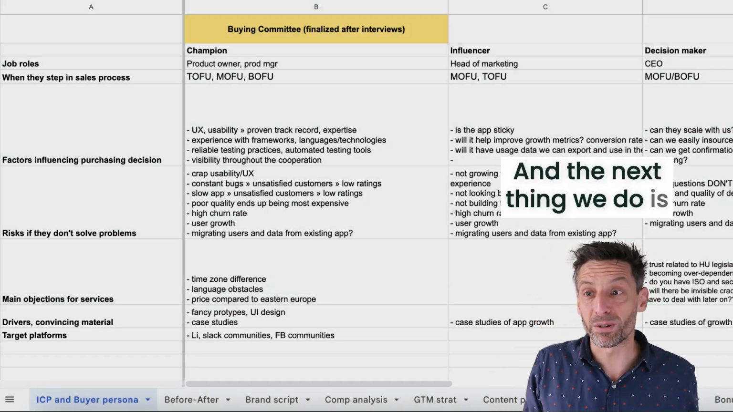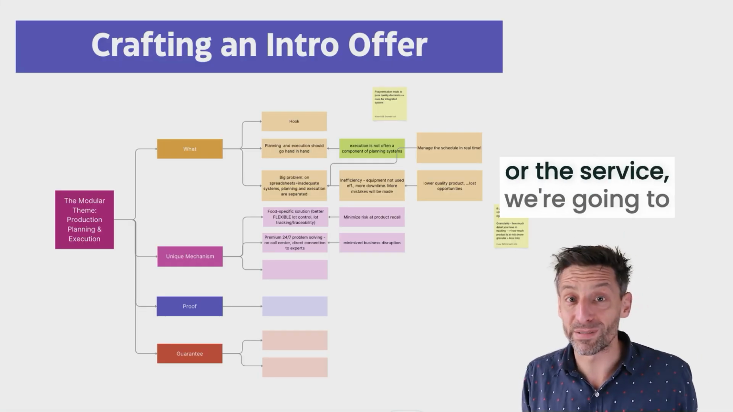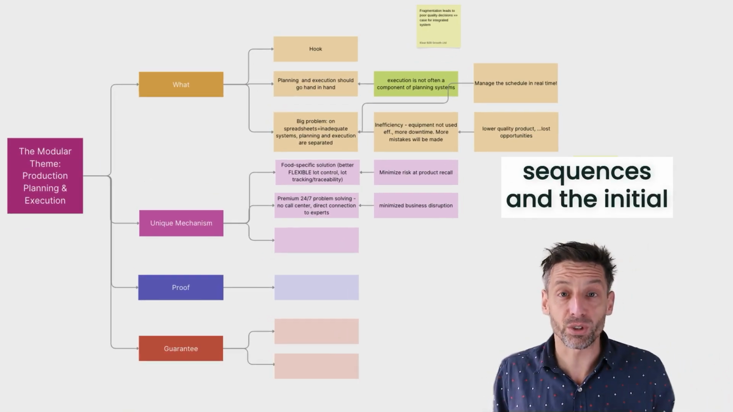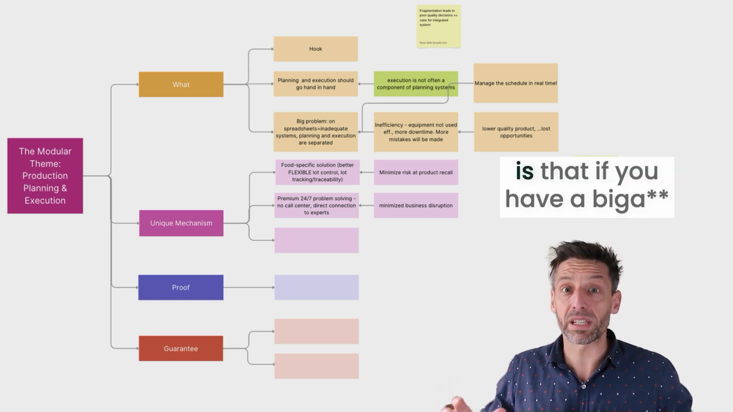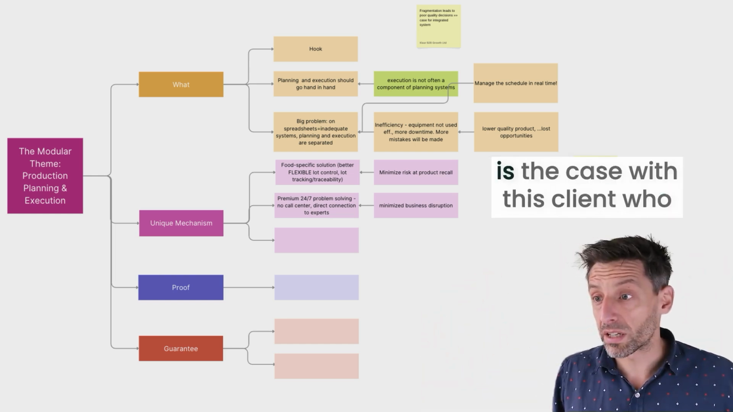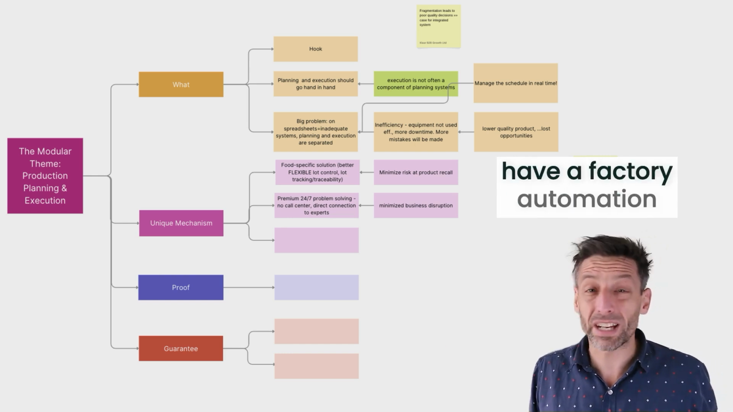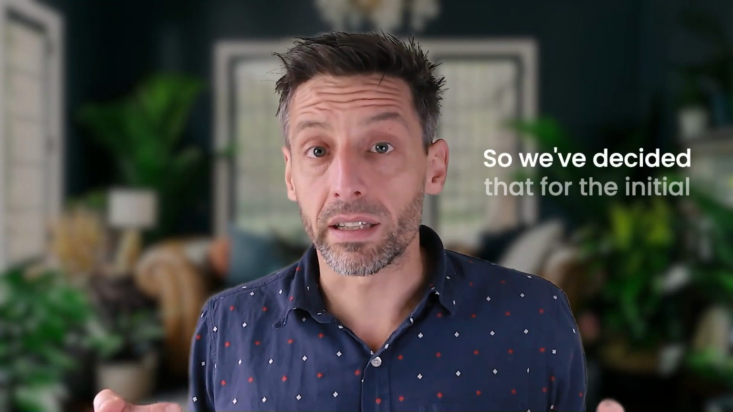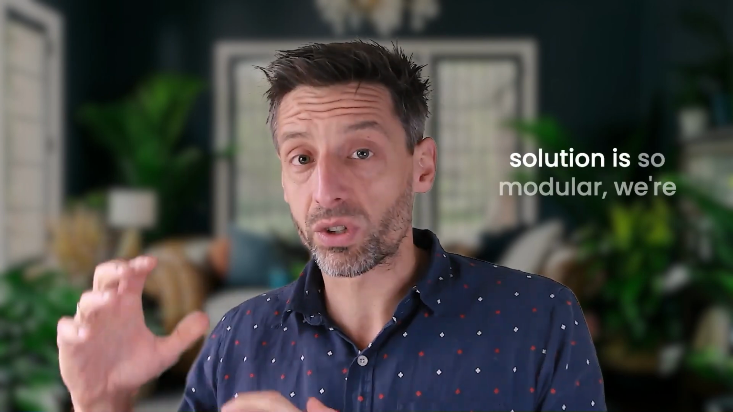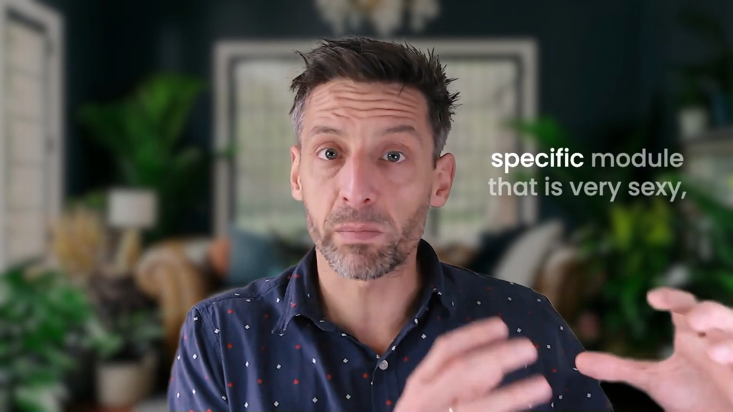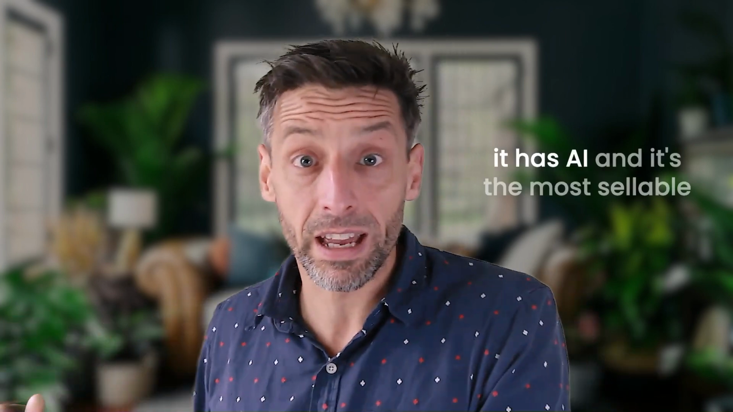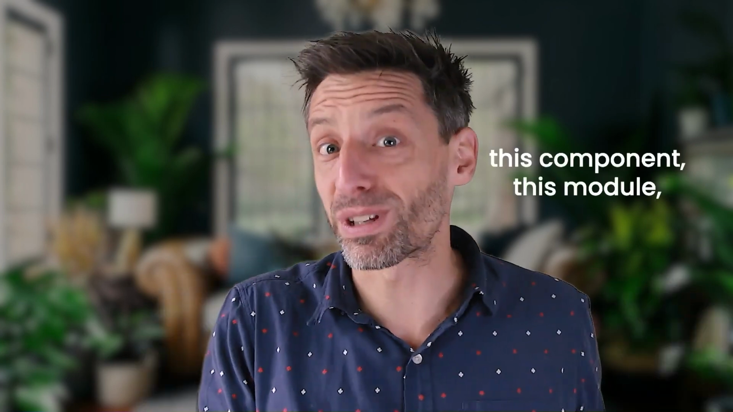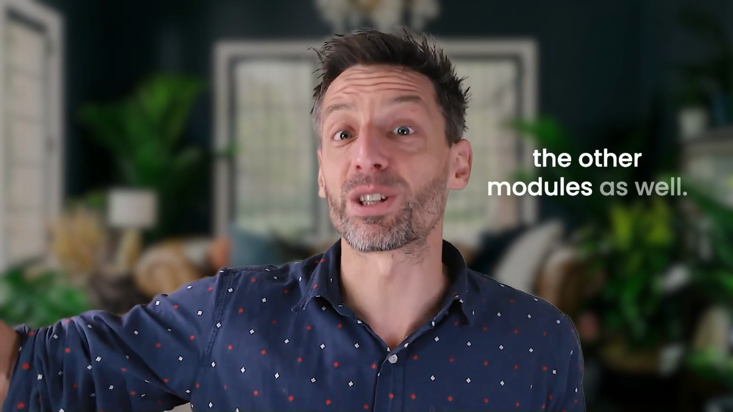Right, and the next thing we do is, depending on the product or the service, we're going to want to fine-tune the offer for the initial go-to-market sequences and the initial account-based marketing campaigns. Because what often happens is that if you have a big enterprise product, such as is the case with this client who have a factory automation software product, and it has a million modules, we've decided that for the initial campaigns, because the solution is so modular, we're just going to go to market with one specific module that is very sexy, it has AI, and it's the most sellable component. And obviously, once they sell this module, they can expand and implement the other modules as well, okay?